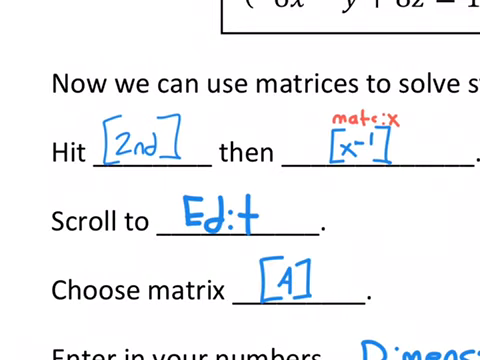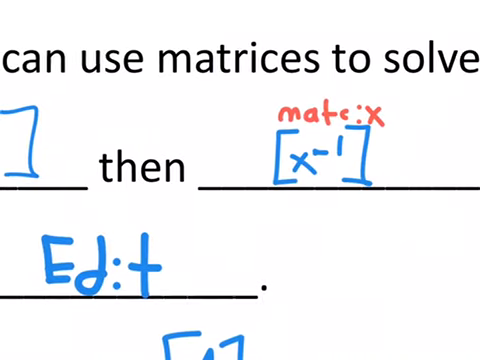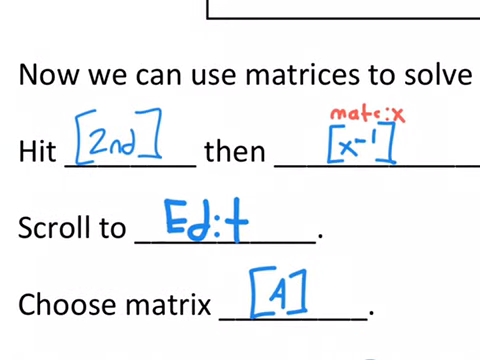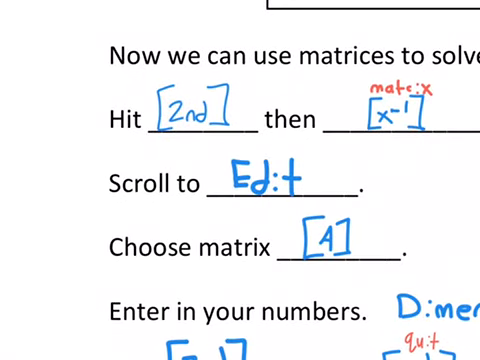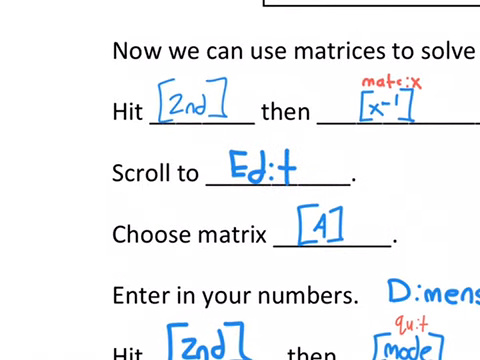Now, the matrix function is located above the x negative 1 button. So you'll hit second and then x negative 1. And that button is just a few buttons below second. So you hit second, matrix. It's going to bring up a list. When you hit that, you'll have names, math, and edit. We will scroll over to edit and select matrix A.